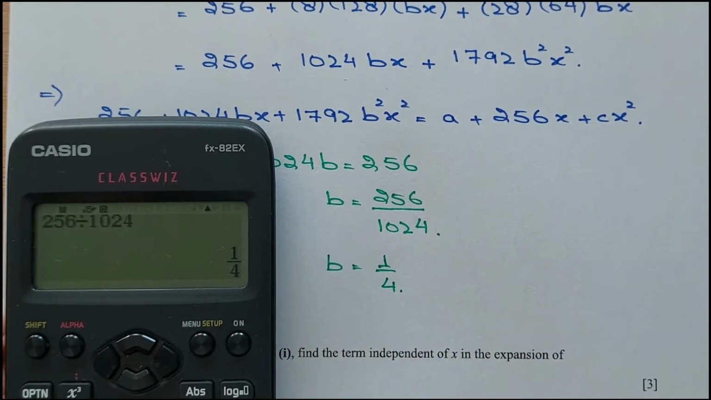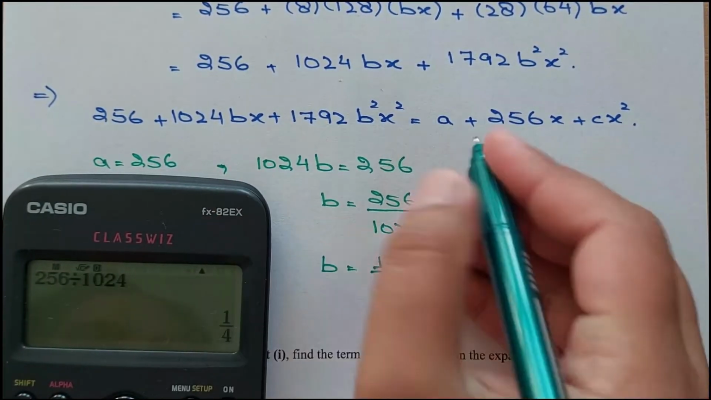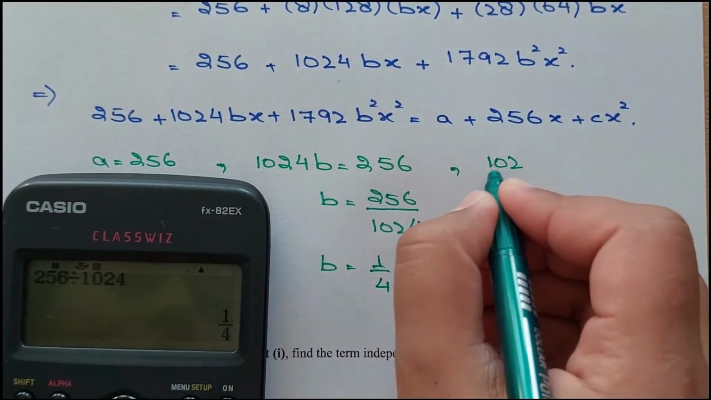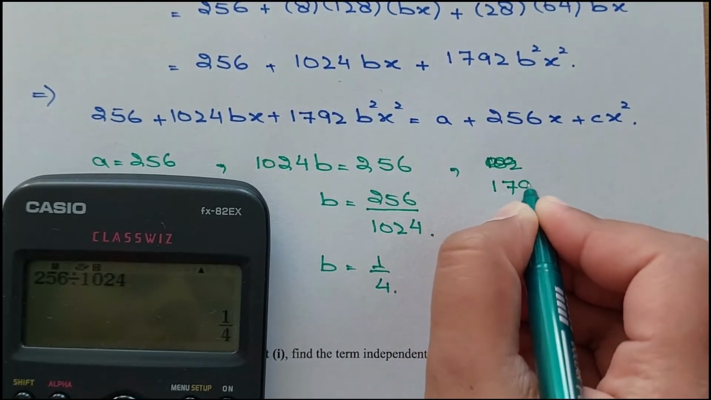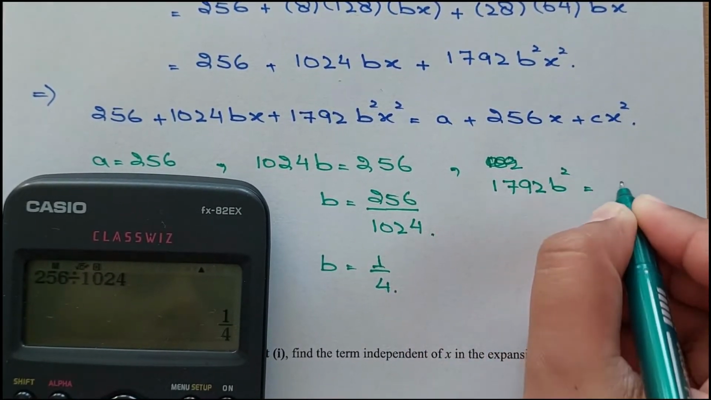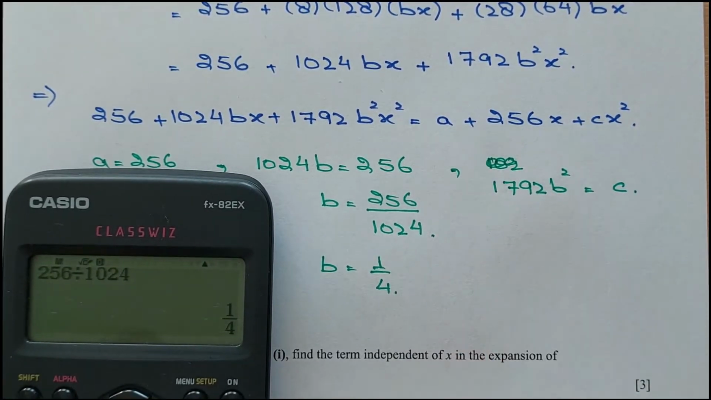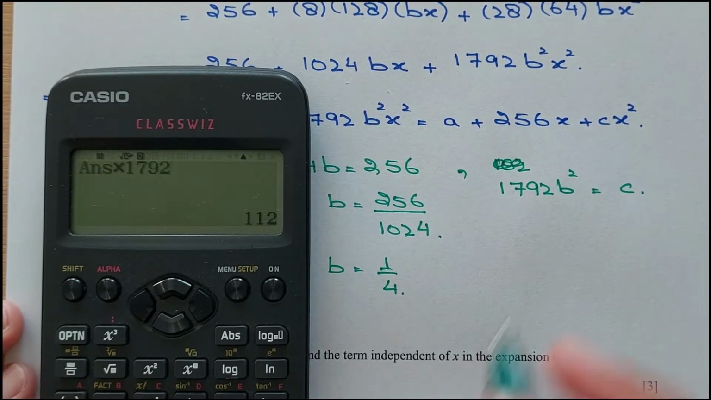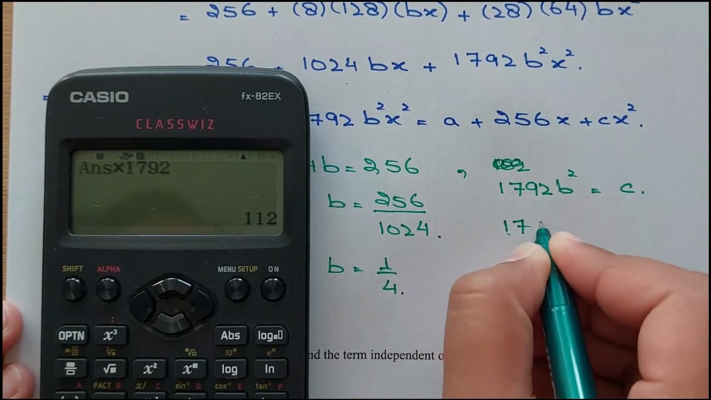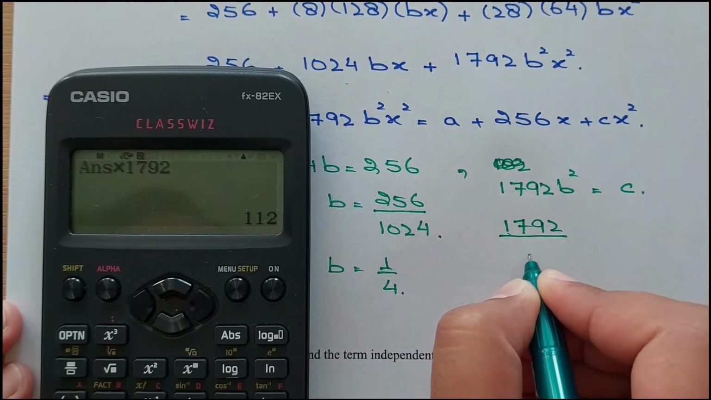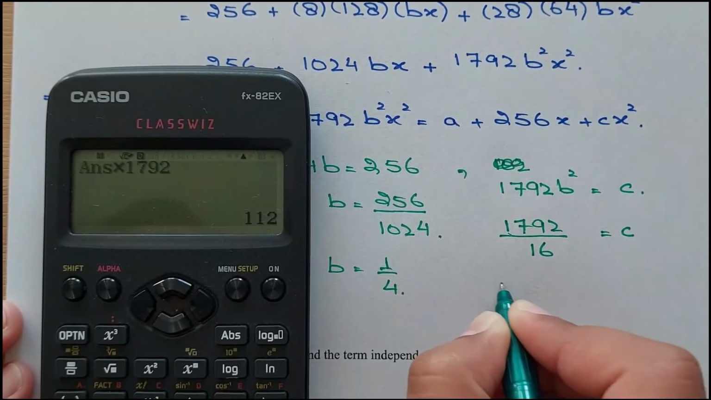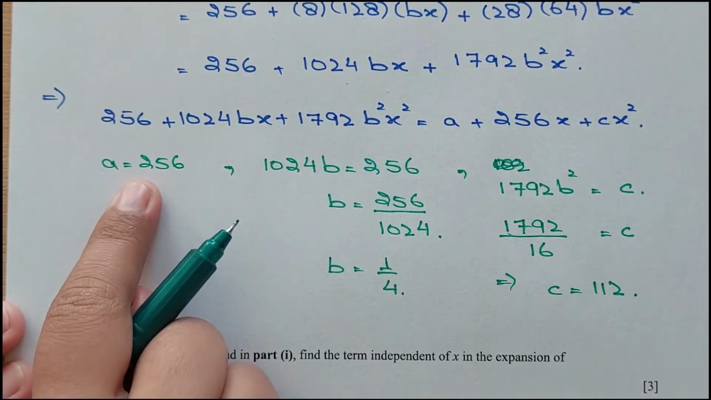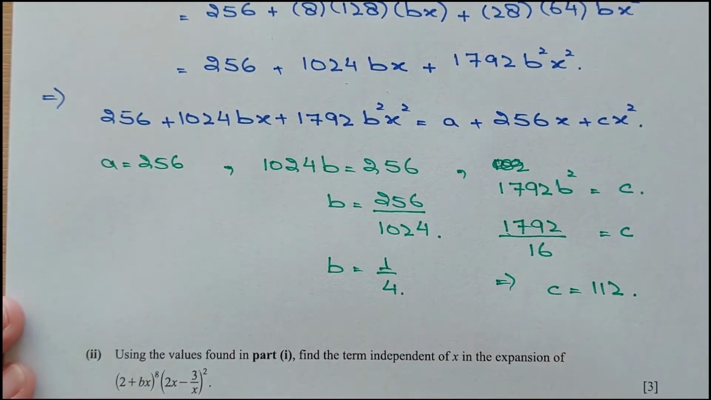Now comparing the coefficients of x square to get c. So 1792 b square equals c. Okay, b square is the square of the answer, times 1792. 1792 times 1 by 4 squared, which is 16, equals c. So from here we can say c is 112. So the a value is 256, b is 1 by 4, and c is 112.